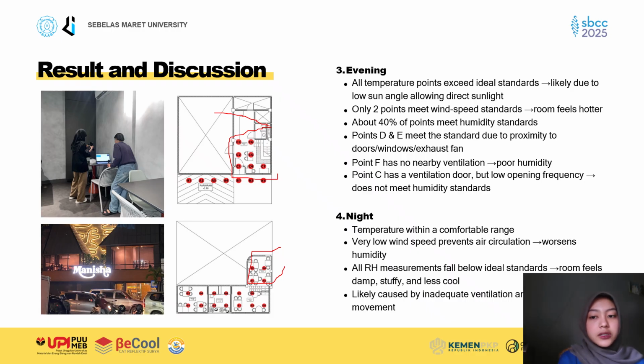Overall, the results show that temperature, humidity, and airflow vary greatly throughout the day, and these variations are strongly affected by sunlight exposure, skylight placement, and the overall effectiveness of the ventilation system.